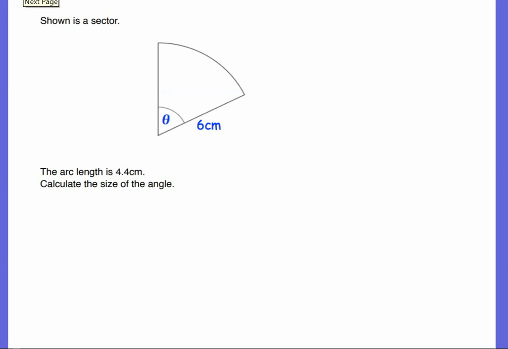So here's one. Now this is a rubbish question. Let's make it harder. So let's calculate the perimeter. That's definitely harder.